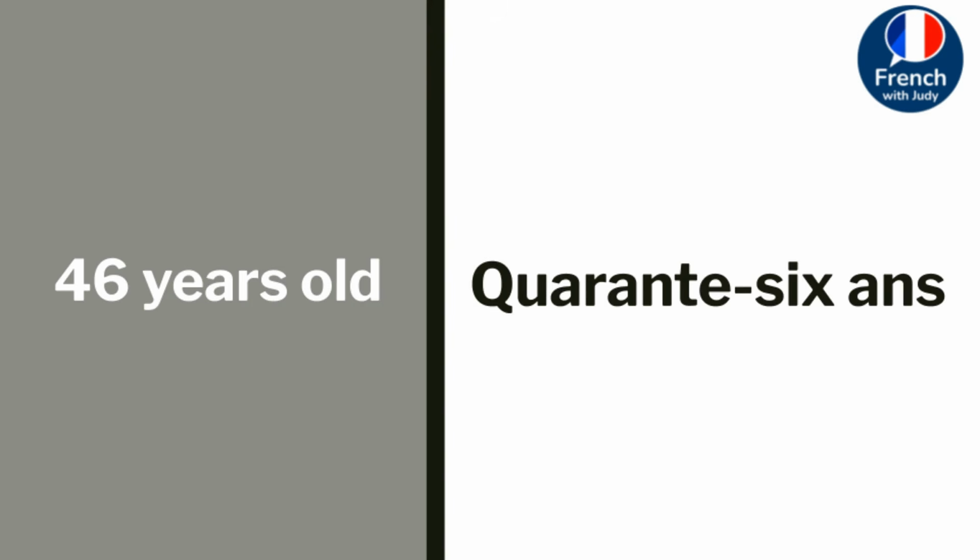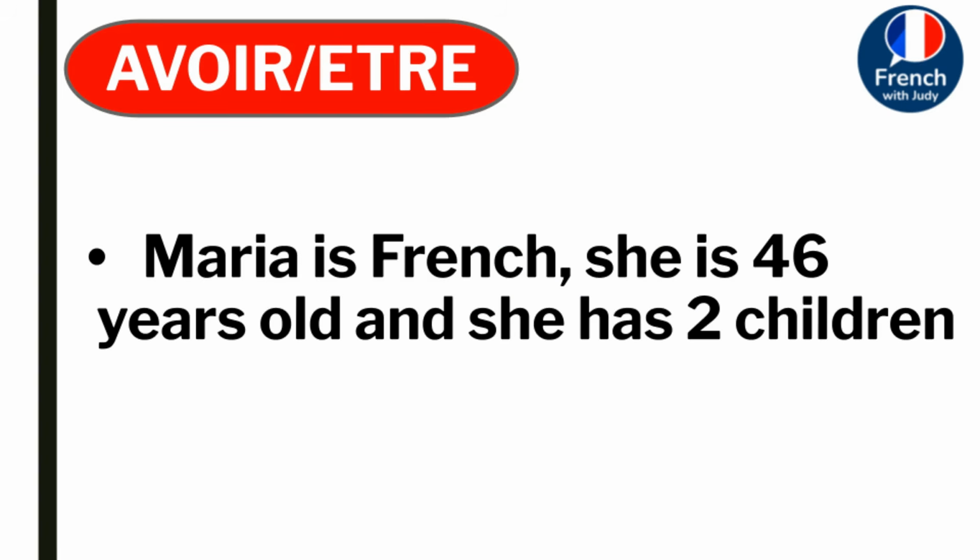46 years old is quarante-six ans. Now let's form this phrase. Maria is French, she is 46 years old and she has 2 children. You may pause the video to carefully consider your answer.